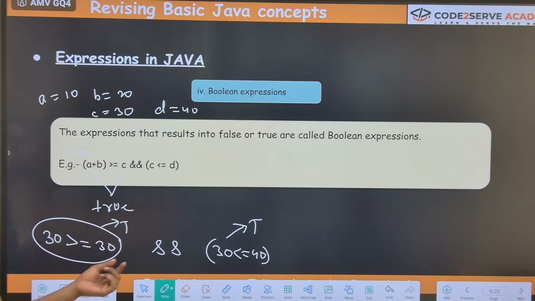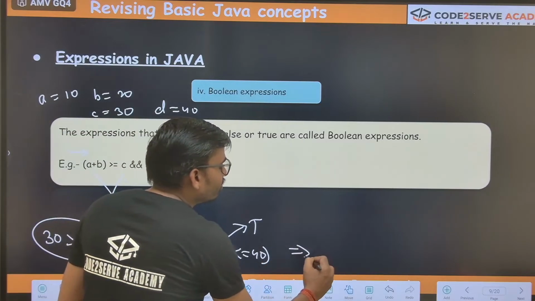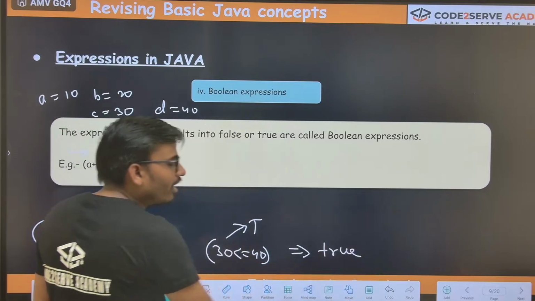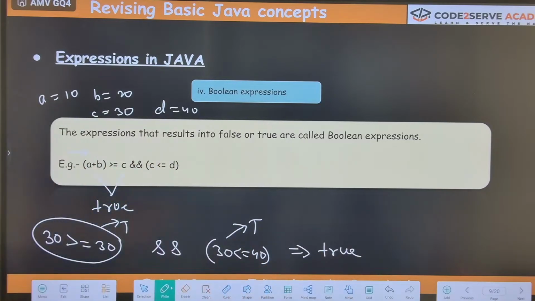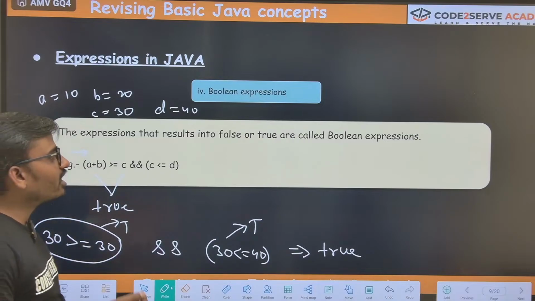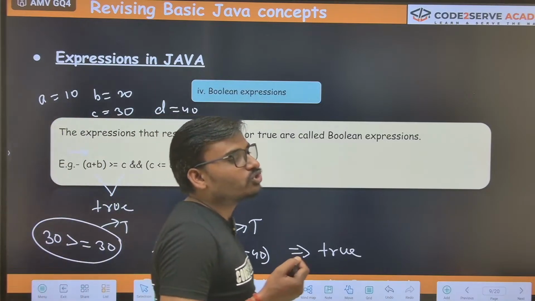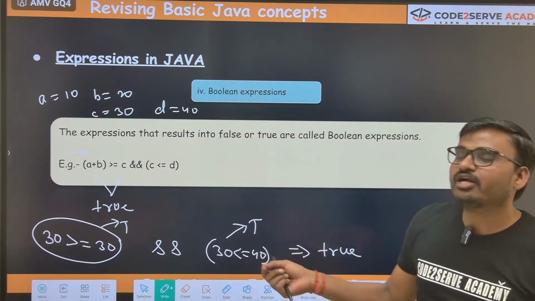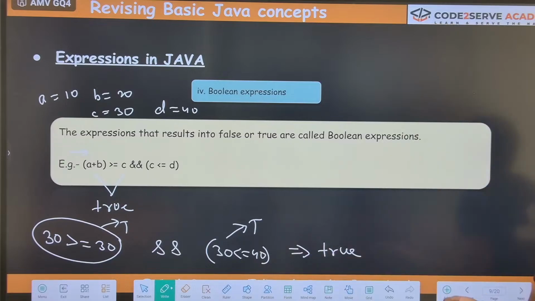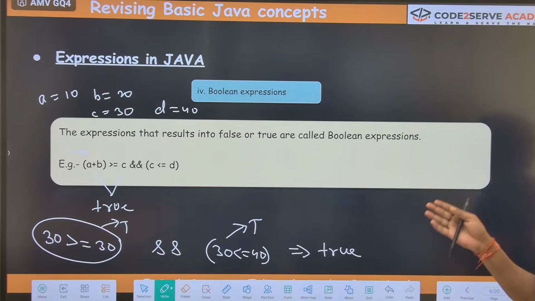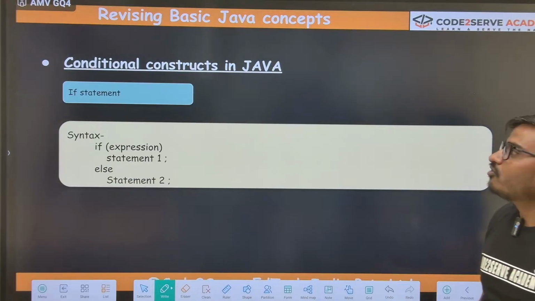So you have already learned the truth table of AND. That means only when both conditions are true will it return true. All right. So whenever in your program you have to check the values with some logic, and based on that perform some calculation, then you can use this type of Boolean expression. All right. Now let's move forward.